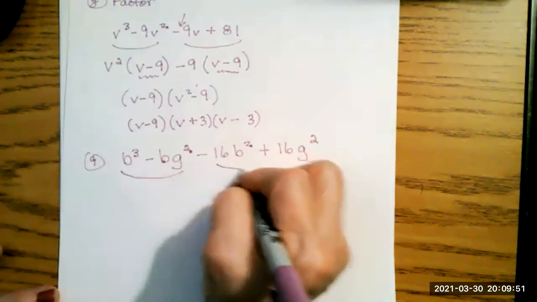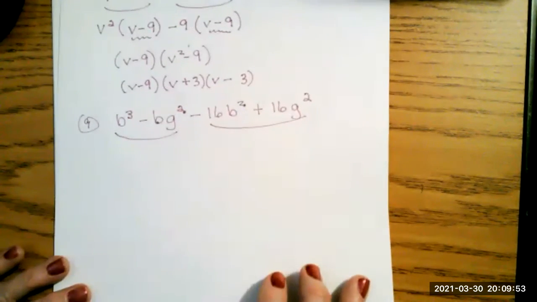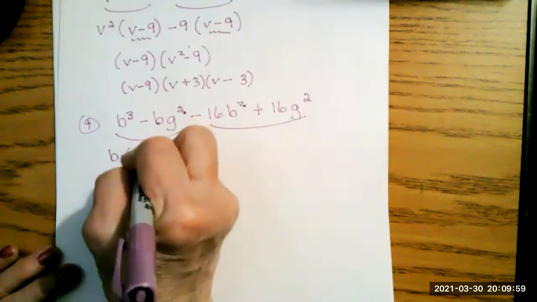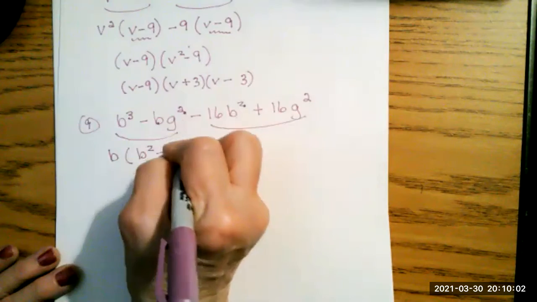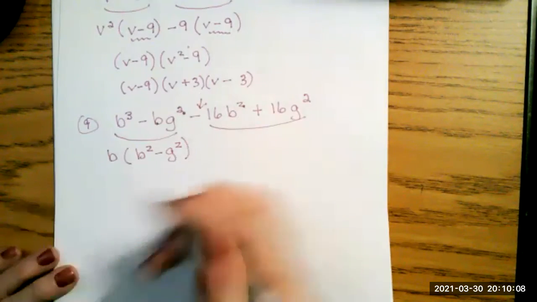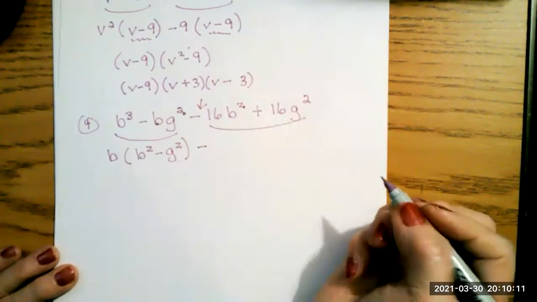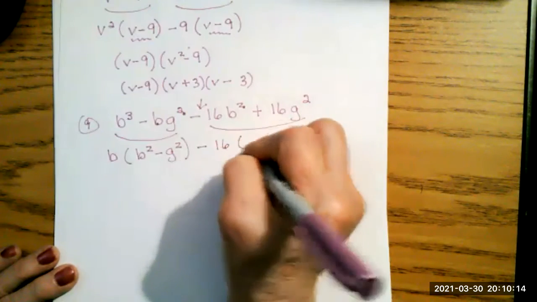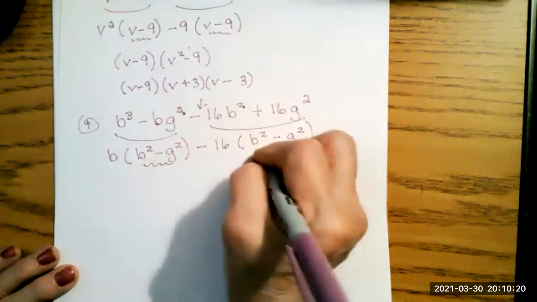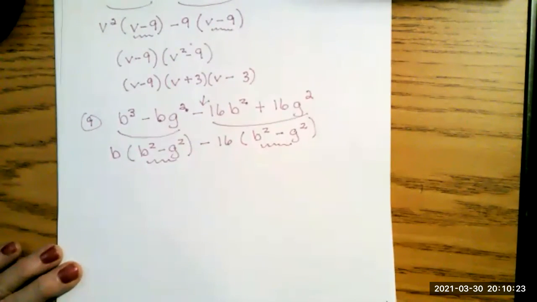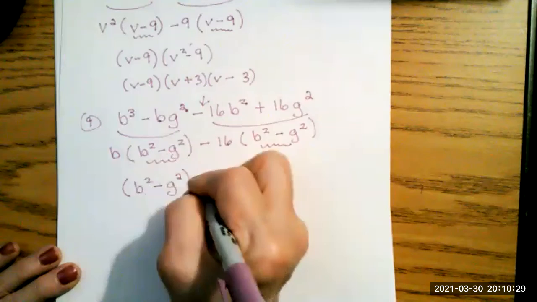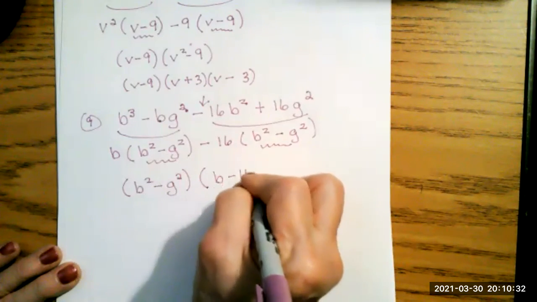Group them 2 and 2. Yeah, put B instead of B. It's got a b. So you have a b squared minus g squared. The third term's negative, so we have to take out a negative something. 16. And so we have a b squared minus g squared. See, it's magic. See that common one? So you have b squared minus g squared and b minus 16.